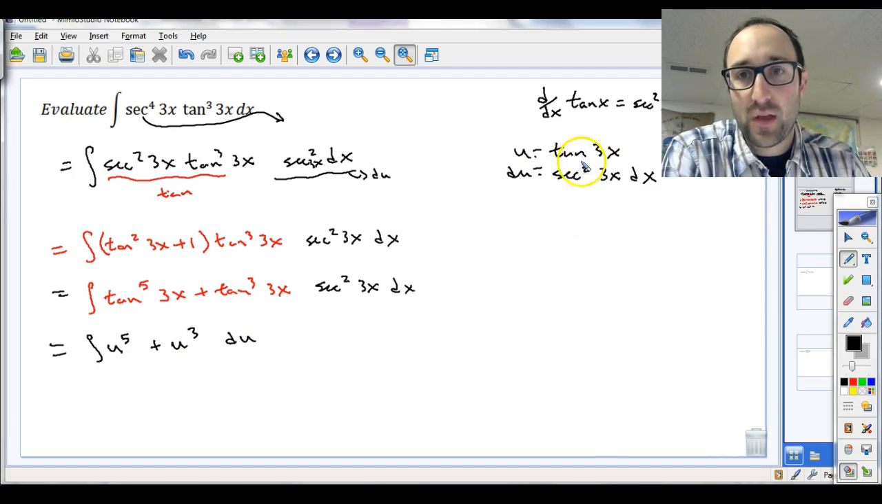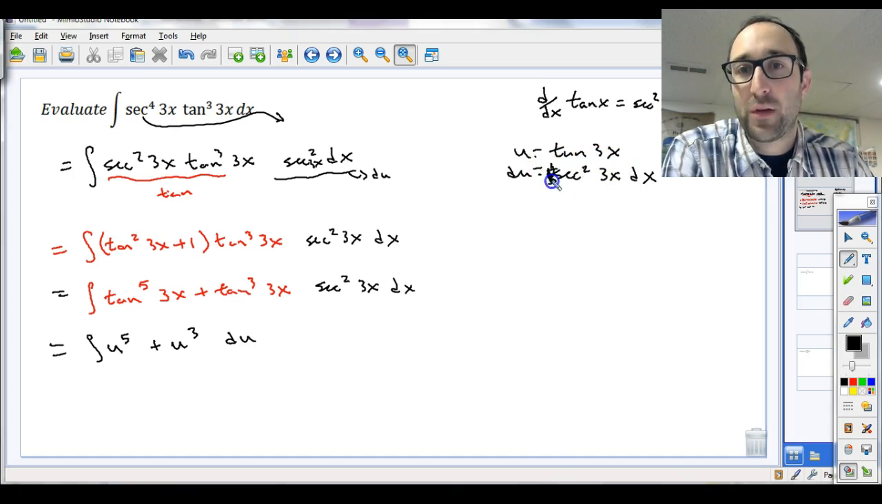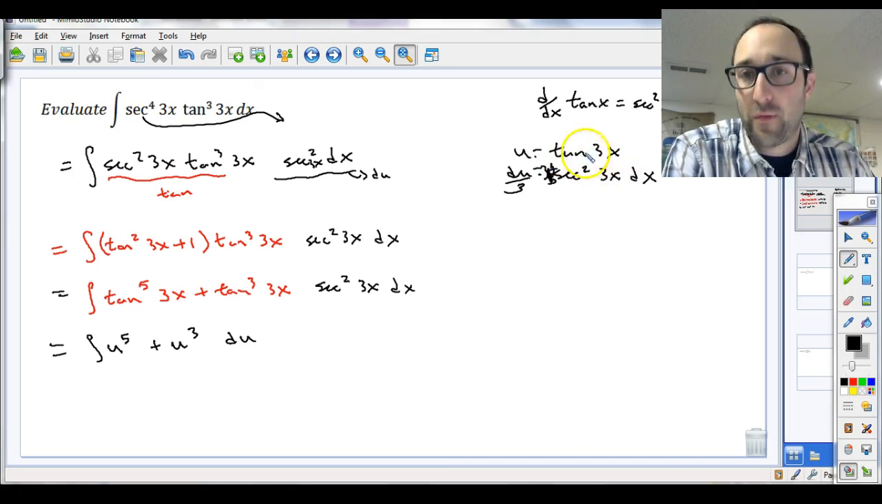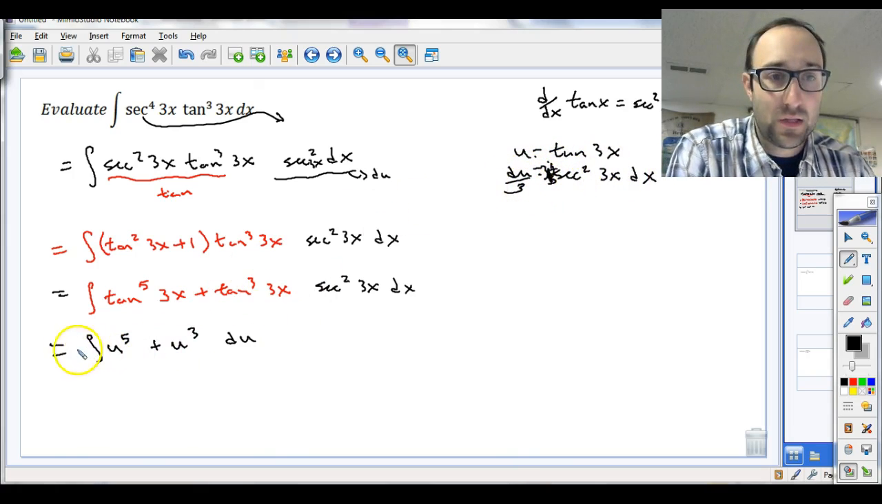Now, here's the only thing: the derivative of this is going to be 3, and we want it to be 1, so we have to divide everything by 3. Because we have to take the derivative of tangent of 3x and then the derivative of 3x, which is just 3. We'd end up with an extra 3 out in front, so we divide both sides by 3. So this is the same as 1/3 of all this.